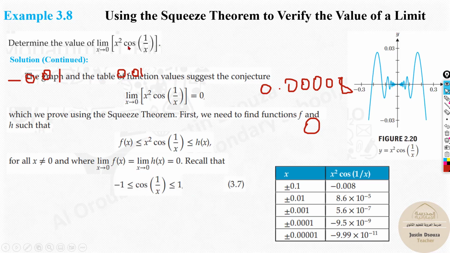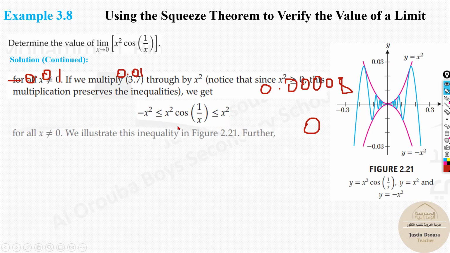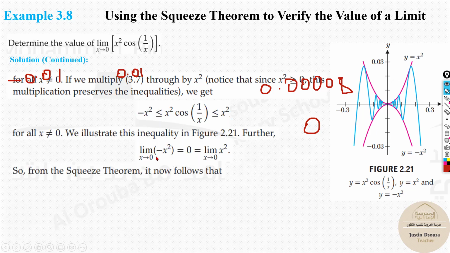For cos 1 by x, right? Then you're multiplying x square on both the sides, trying to get this, and then you're solving the left and the right limit. Over here, left and right limit is what? Equal to 0, so this will be equal to 0. That's basically it.